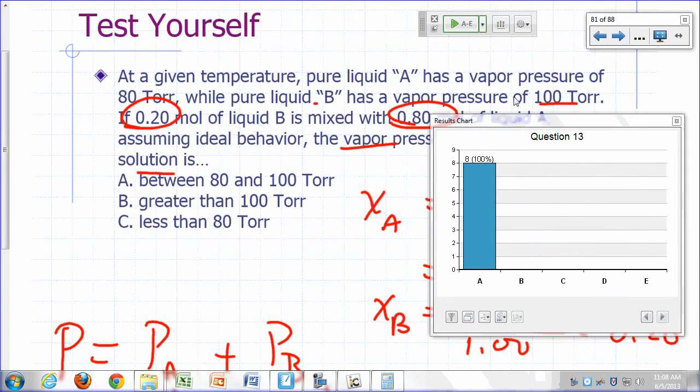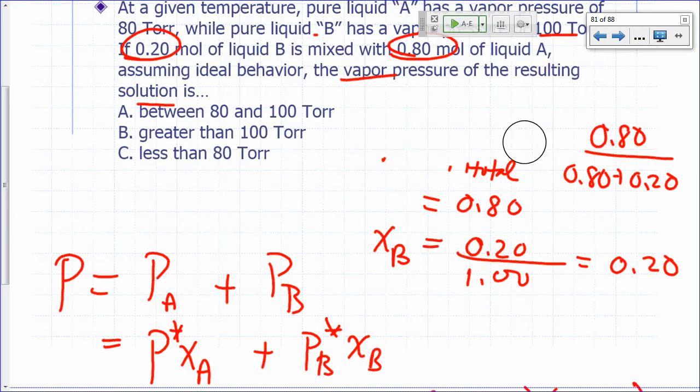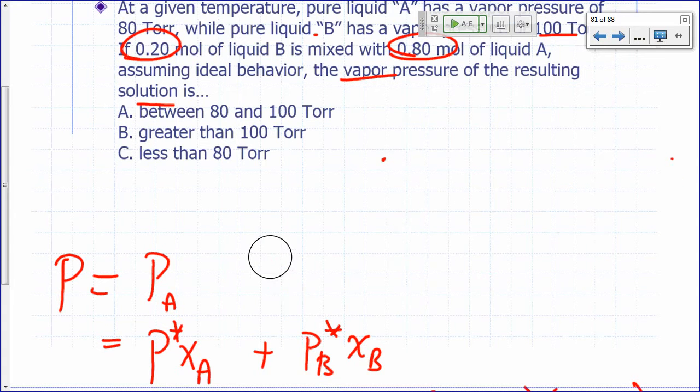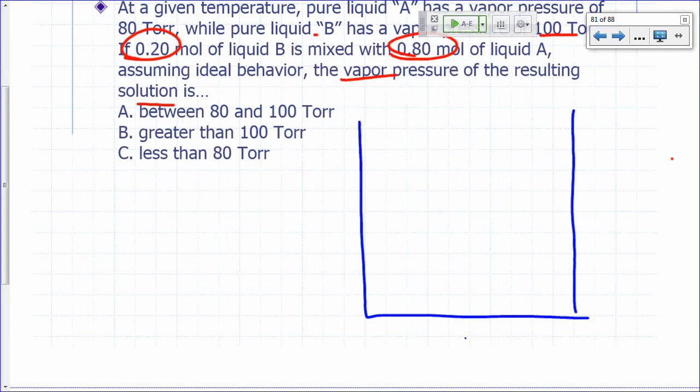Okay. Answer is between 80 and 100. In fact, if you were to make a plot of this, it's a way to visualize this. If you were to plot, okay, versus mole fraction, mole fraction of A from 0 to 1, what would be the vapor pressure of A? And let me put that in red.